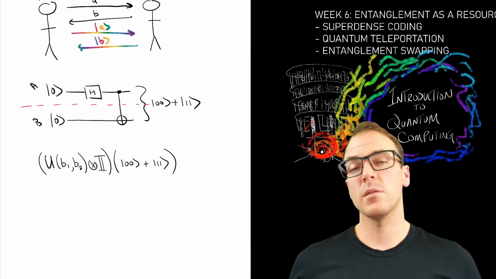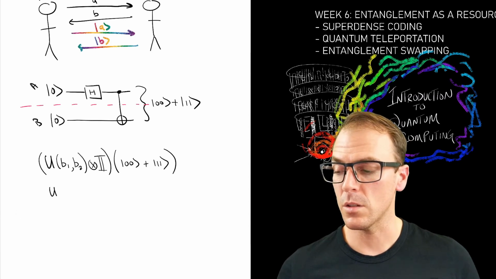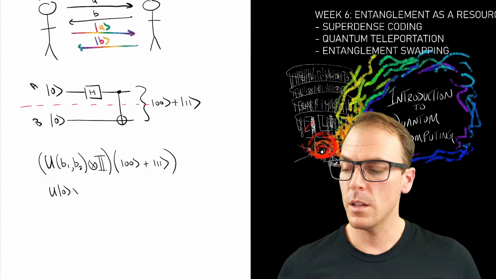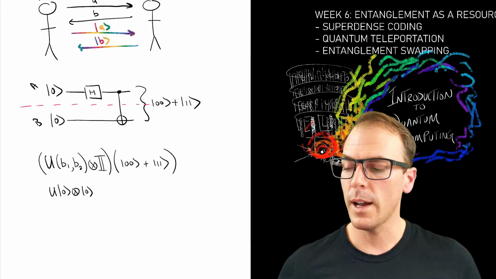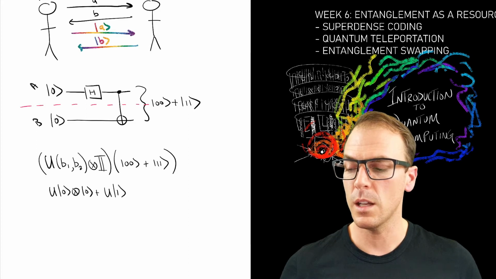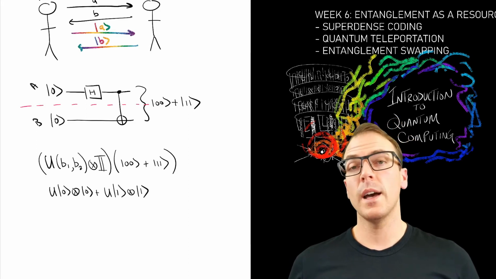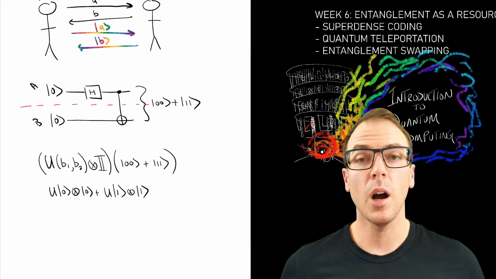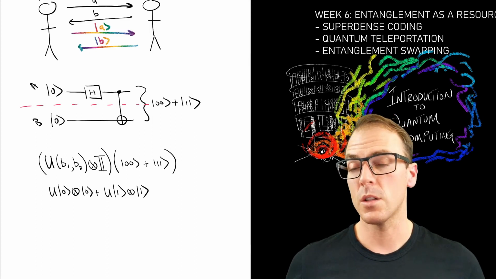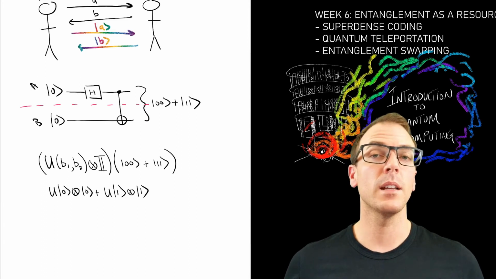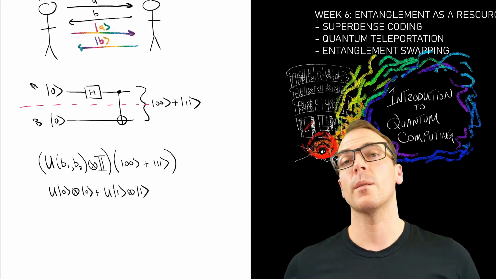but we see because of the tensor product structure that this just looks like, ignoring the bits for a moment, U acting on the 0 state, tensor the 0 state, plus U acting on the 1 state, tensor the 1 state. Now, we saw that these product operators, which are just a single tensor product with no sum, can't generate entanglement when starting from a product state.